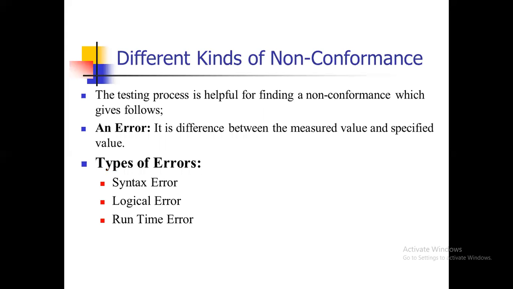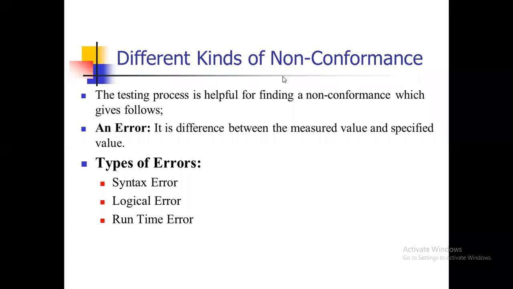Then, different kinds of non-conformance. The testing process is helpful for finding a non-conformance, which gives an error. An error is the difference between the measured value and the specified value. If we specify a value and we get a different value, then that is an error. There are three types of errors: syntax error, logical error, and runtime error.